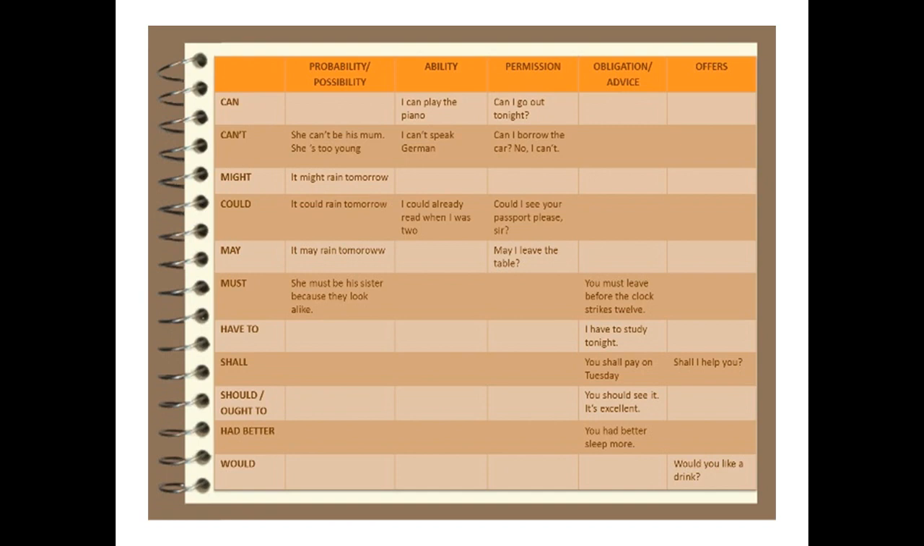May as possibility. It may rain tomorrow. May as permission. May I leave the table? Must as possibility. She must be his sister because they look alike. Must as obligation. You must leave before the clock strikes 12.